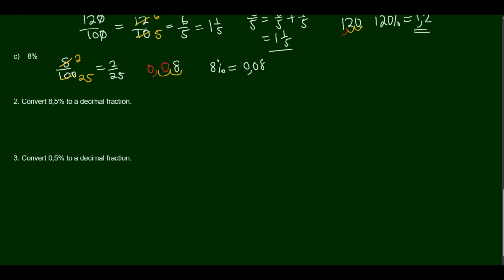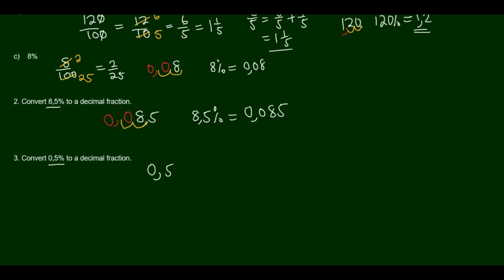Right, and then let's do this one. Convert 8,5% to a decimal fraction. So you write down 8,5, and then where is the comma? It is here. Then we move it 2 times to the left, so it becomes 1, 2, and then now the comma is here. Then put a 0 there, and then we put a 0 there. So meaning that 8,5% is equal to 0,085.